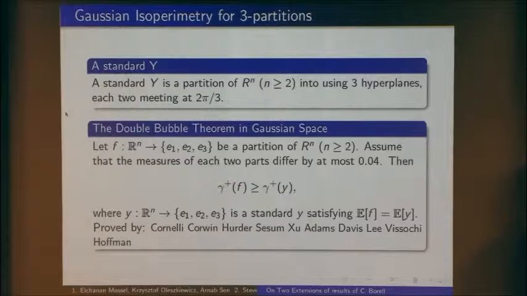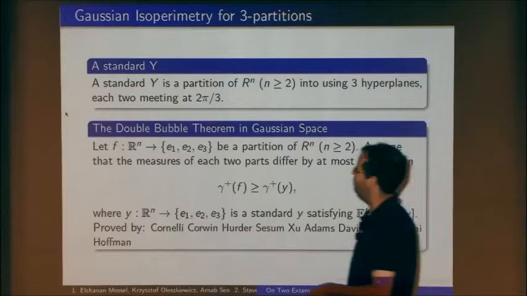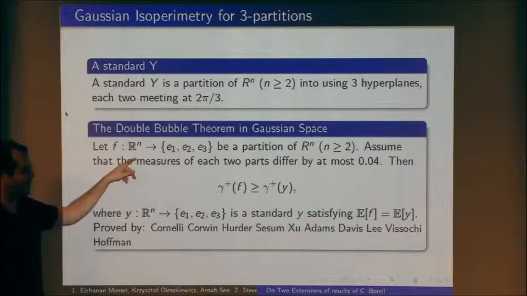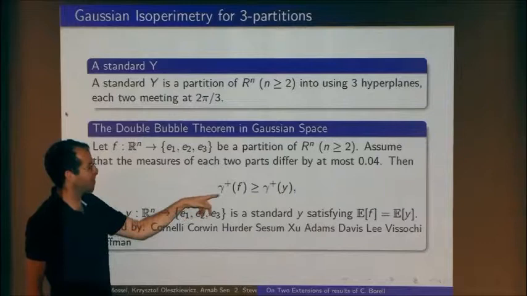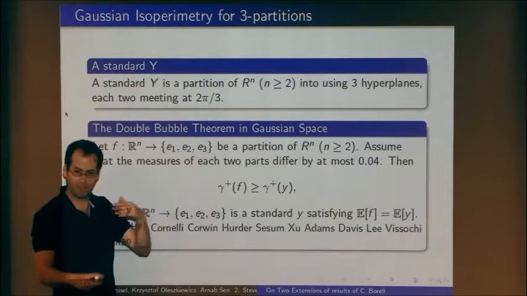But what is the question again? What is E1, E2, E3? Okay, so this is how I define partitions. It's easier to do it in vector notation. So I'm going to have three parts of R^n. One of them is going to map to the unit vector A1, one of them is going to be mapped to the unit vector A2, and one of them is going to be mapped to the unit vector A3. What I'm going to do is measure the Gaussian surface area, which I'm denoting by gamma plus. So gamma plus is the surface area of this partition.